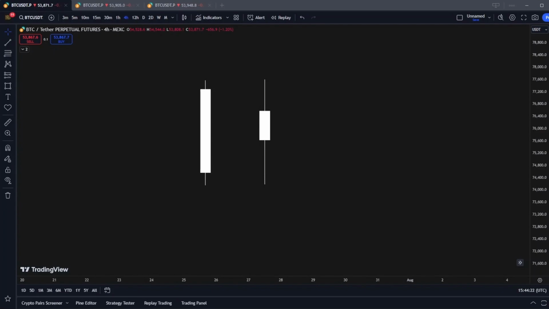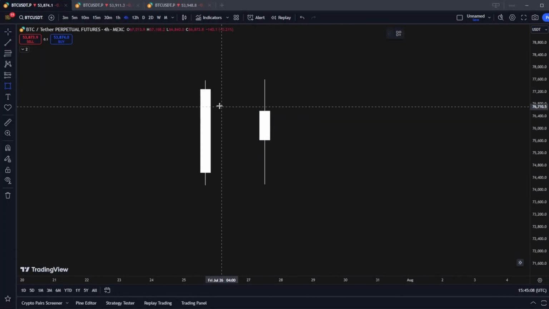Now we have high probability and low probability order blocks. Now obviously the higher probability order blocks are much better to trade, and you only really want to be trading the high probability order blocks. But again, they will occur less often than low probability order blocks. So how do we identify each one? The higher probability order blocks will usually have a larger body and smaller wick candles, whereas the lower probability order blocks will have larger wicks and smaller bodies.